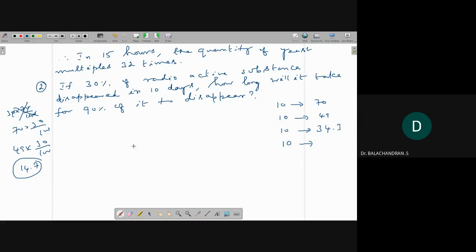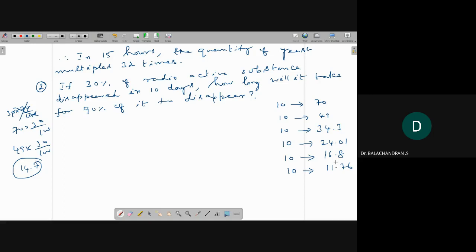Next, similar process. 34.3 into 30 by 100, you will get an answer. You should subtract that answer from 34.3. What are you getting? 24.01. Okay, thank you. Next, 16.8. Next, 11.76. Okay, good. Thank you, Deekshita.